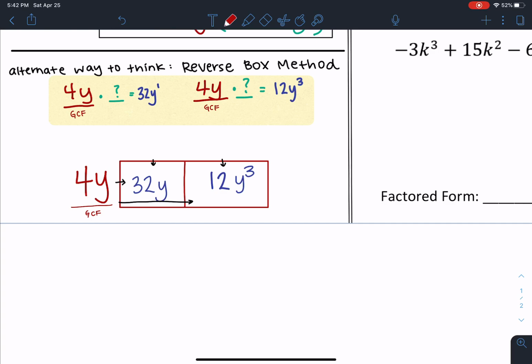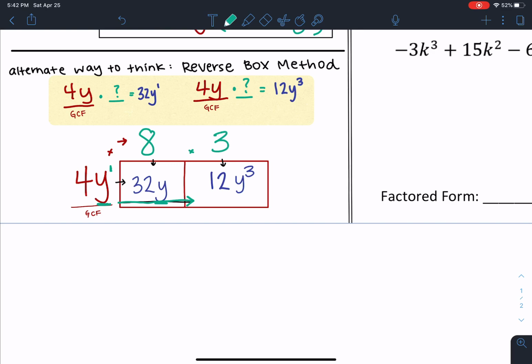Now, you need to think, 4 times what number gives you 32? That number is 8. And then we have y times what will give you 1y? Well, there's just 1y, so we're just going to keep it as 8. We don't need to add an additional y. Same thing for the other side now. So following this arrow, 4 times what value gives you 12?